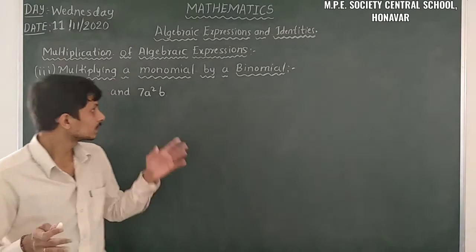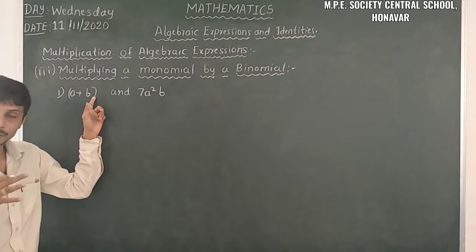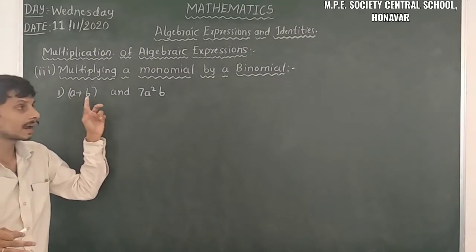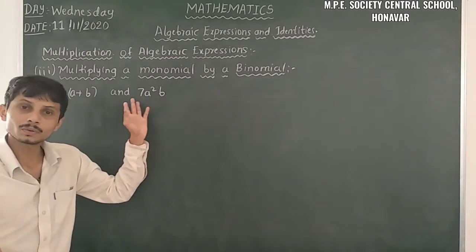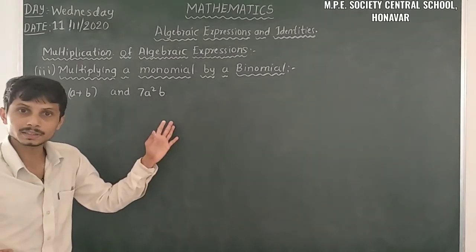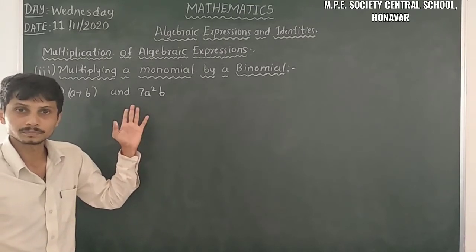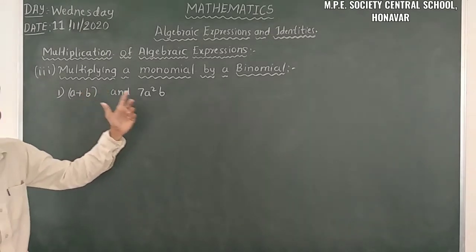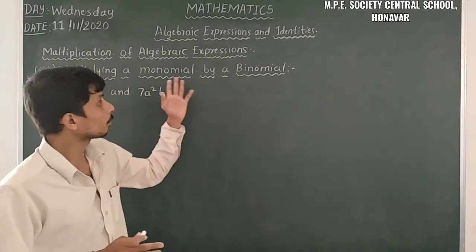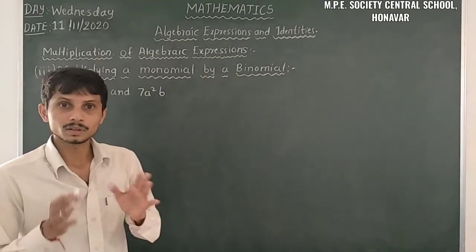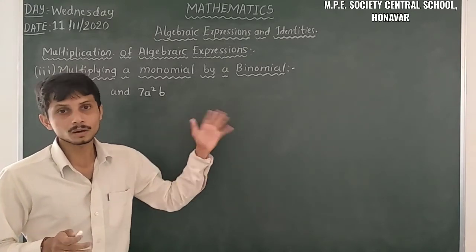Addition or subtraction means, just observe here, it is a binomial, that is two unlike terms followed by an addition. And here it is only a single term, that is 7a square b is only a single term, followed by multiplication only. So here it is completely multiplication, there is no addition here. Here it is a binomial, here it is a monomial. The step is the same for multiplication of a monomial by a binomial. So let us learn carefully. How to multiply a binomial with a monomial?